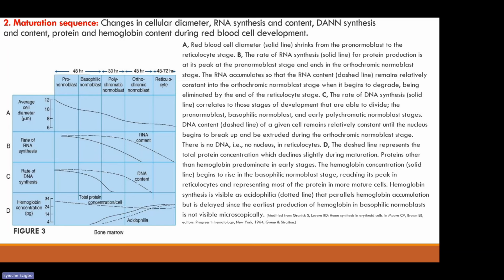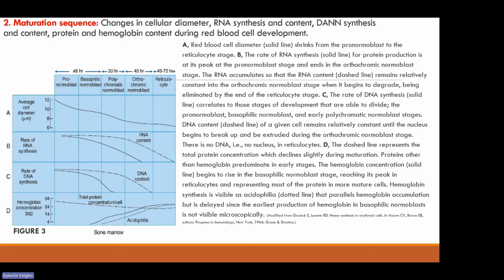The hemoglobin concentration is represented with this solid line. The hemoglobin concentration begins to rise in the basophilic normoblastic stage, reaching its peak in the reticulocyte and representing most of the protein in more mature cells. You can see the synthesis of hemoglobin begins to rise from the basophilic normoblast, which is here. The synthesis of hemoglobin begins to rise from here. So that is what this graph is trying to tell us.